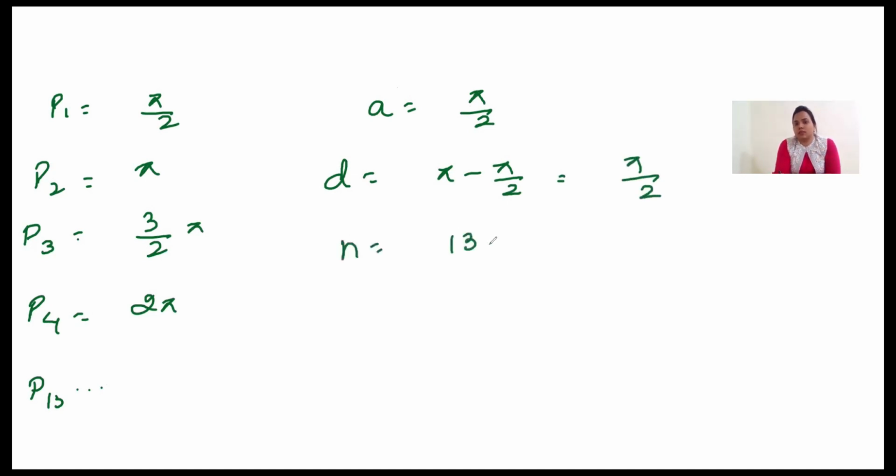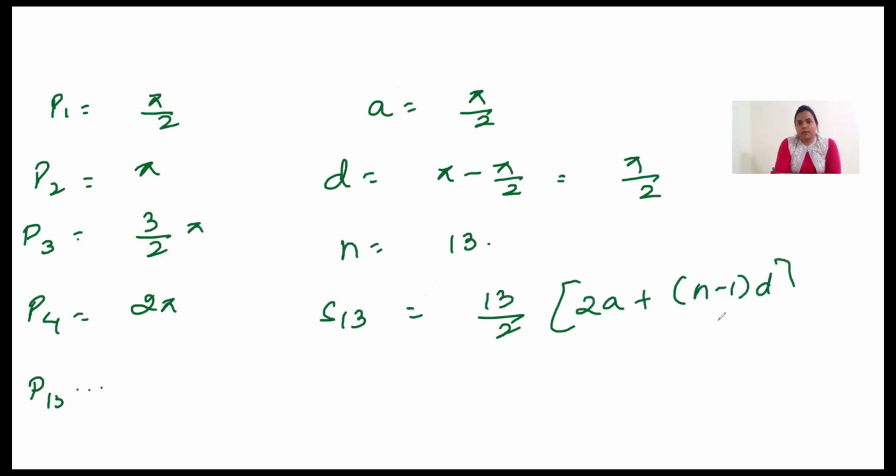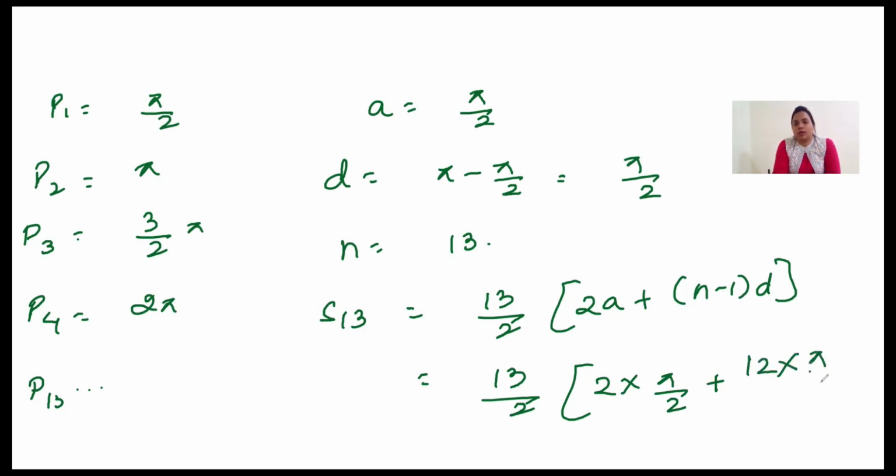N is given as 13. We have to find S13. S13 is equal to 13 by 2 times (2A plus (n minus 1)D). This is equal to 13 by 2 times (2 into pi by 2 plus (n minus 1), that is 12, into pi by 2). This 2 and 2 will cancel and I will get 13 pi plus this.